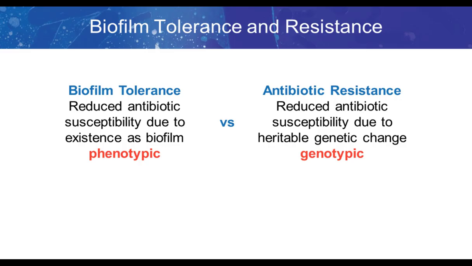I'd just like to start with a definition of biofilm tolerance versus antibiotic resistance. Biofilm tolerance results from growth in the biofilm state, so it's phenotypic, or based on the genes that the bacteria are expressing. This is a little different than antibiotic resistance, which implies a heritable genetic change like a mutation. There is some evidence that bacteria develop antibiotic resistance more readily when they're in a biofilm than when they're planktonic. But in today's talk, I'm going to focus on biofilm tolerance.